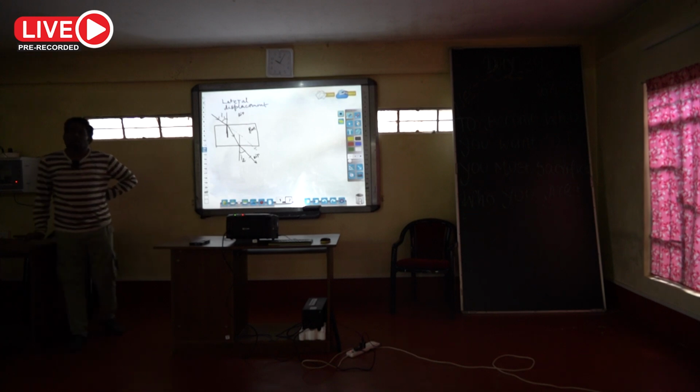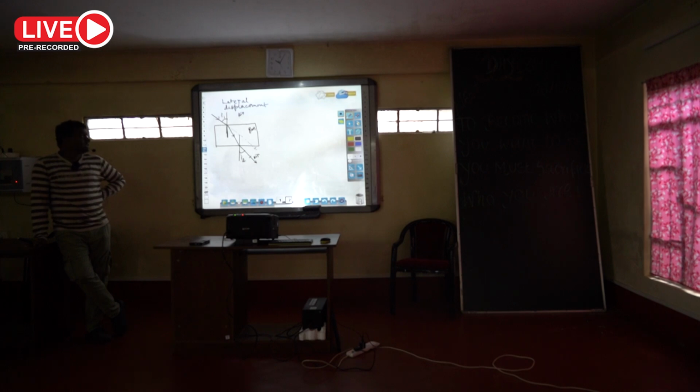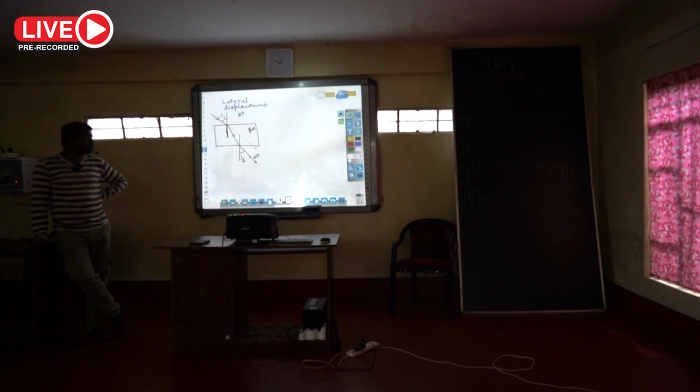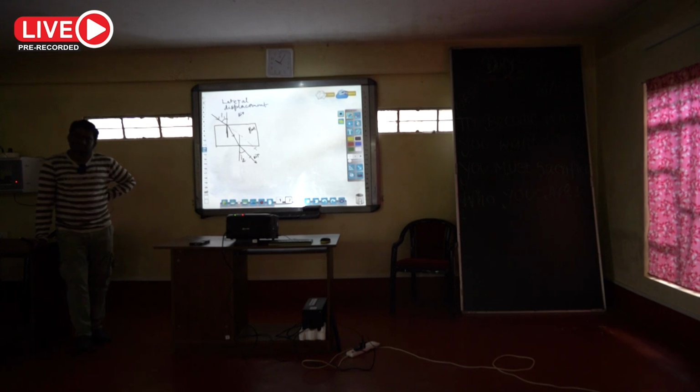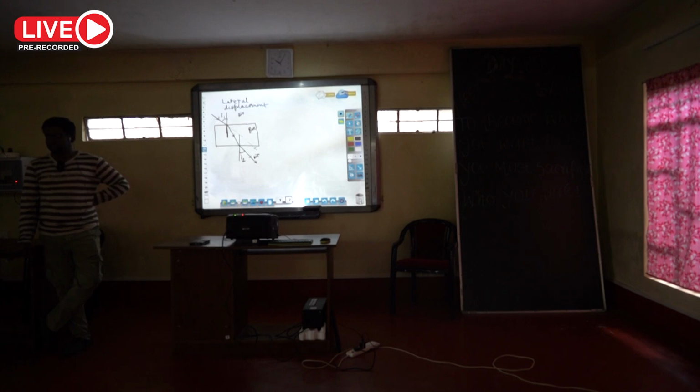Now, how can we prove that this incident path and the emergent path are parallel to each other? If someone asks you, I don't believe that this light ray will shift parallel to itself, give me a proof. How can we prove that these two paths are parallel to each other? You have to prove that I1 equals I2, means angle of incidence and emergence are equal. Try to prove that I1 and I2 are equal. You require only the concept of Snell's law and a little bit of geometry.